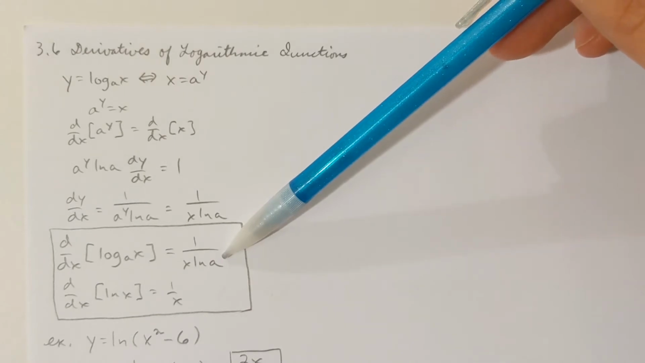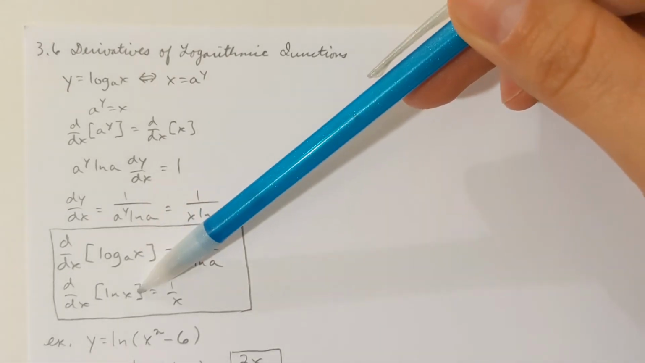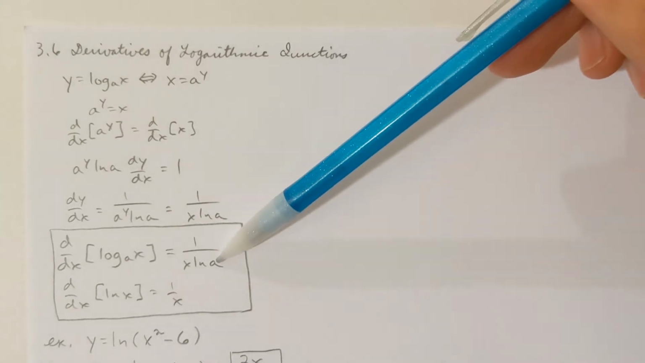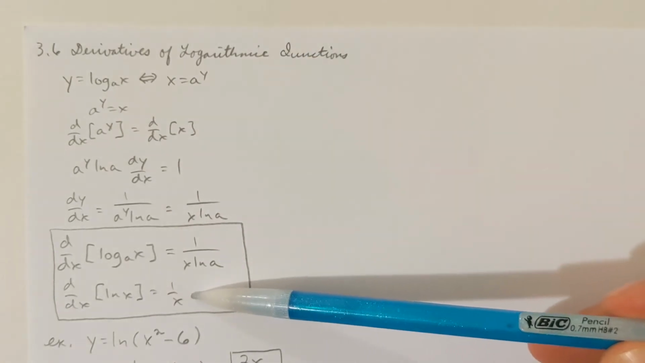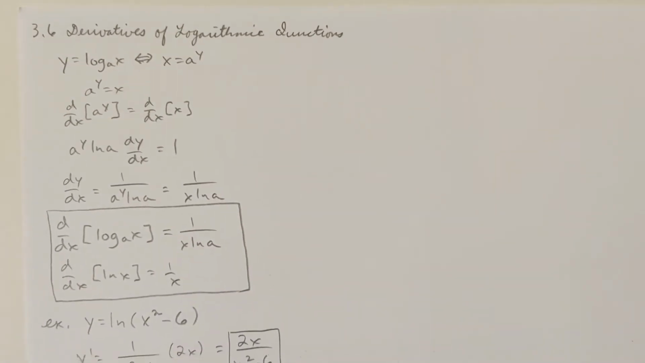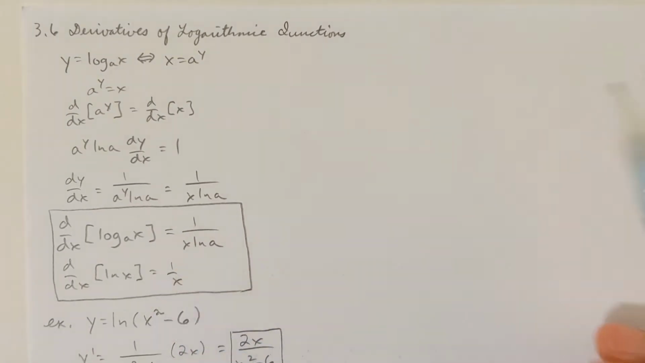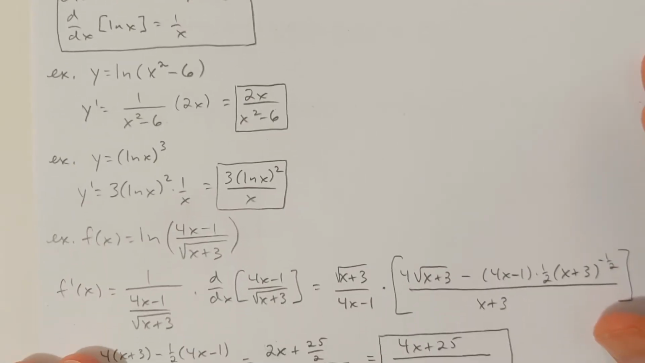Now, if the base of the logarithm is e, we're working with the natural logarithm, the ln of e is 1. Okay, so the derivative of the ln of x would be 1 over x. More times than not, you're going to be working with base e. Okay, so let's take a look at some examples.